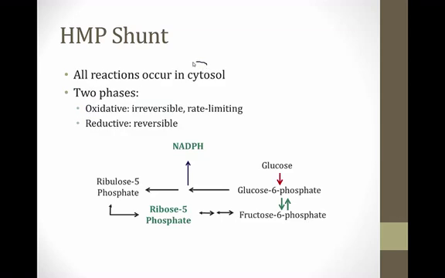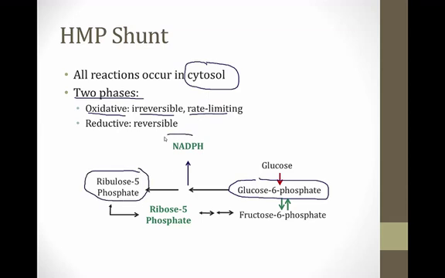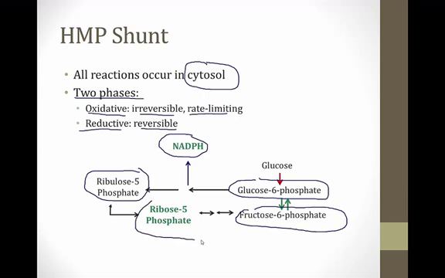All of the reactions of the HMP shunt occur in the cytosol. The mitochondria has no role in the HMP shunt. And the reactions are traditionally divided up into two phases. The first series of reactions are called the oxidative reactions. These are irreversible and rate limiting, and these reactions convert molecules of glucose 6-phosphate into ribulose 5-phosphate, and in this process they generate NADPH. The second set of reactions in the HMP shunt are called the reductive reactions. These are all reversible, and these convert molecules of ribulose 5-phosphate back into fructose 6-phosphate, which can re-enter the glycolysis pathway. In doing so, they generate ribose 5-phosphate molecules, which can be used for nucleotide synthesis.